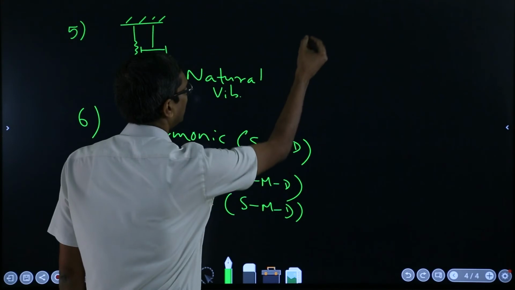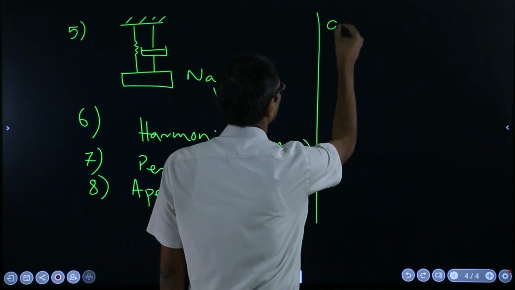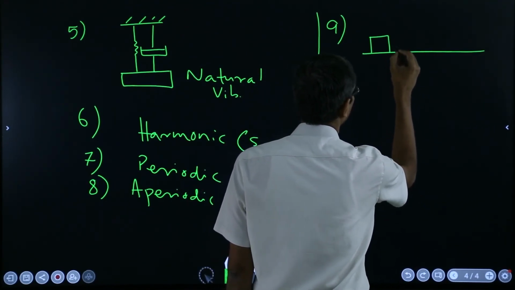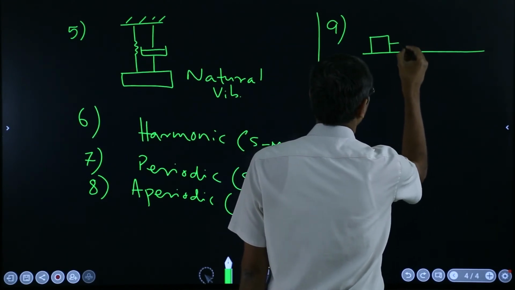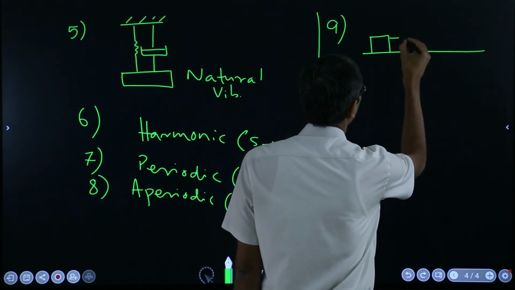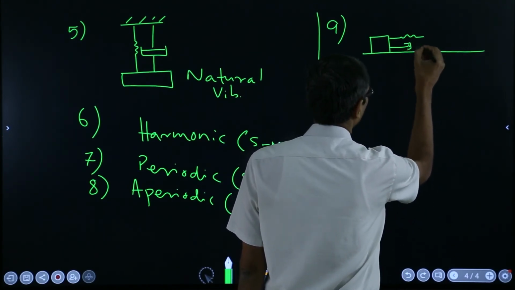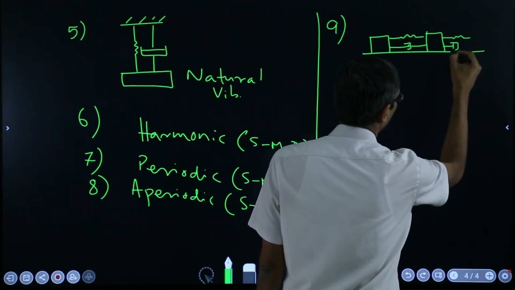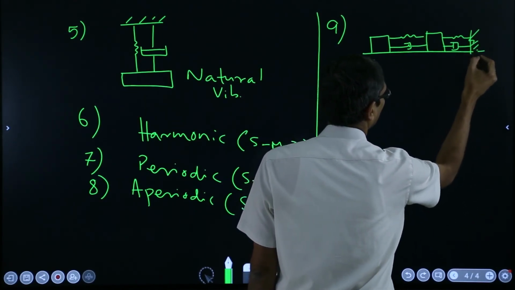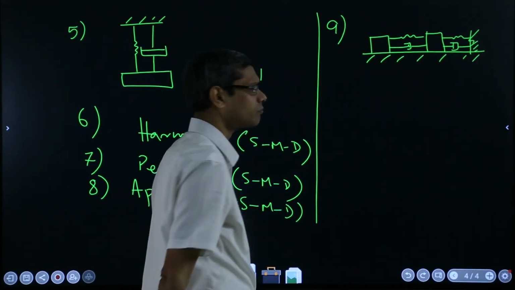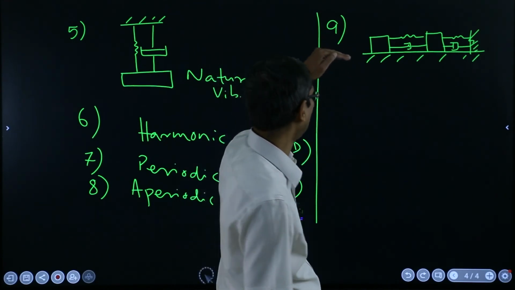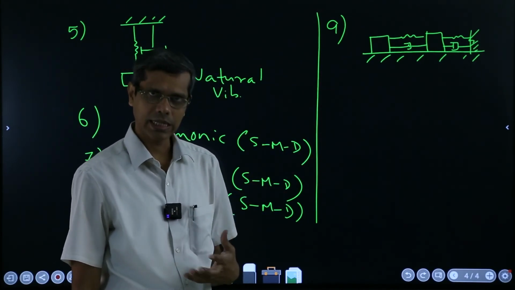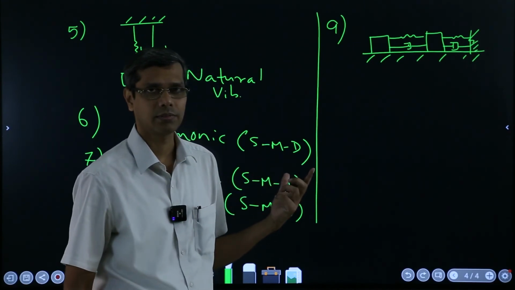Let me draw it here. Suppose there is another level of complexity where I increase the masses. This is a mass, I attach a spring, a damper, a mass, a spring, a damper, like that. Assume the floor to be frictionless or otherwise, it doesn't matter. So this is a case where it's a 2 mass system. Still it's a discrete system, not a continuous system.